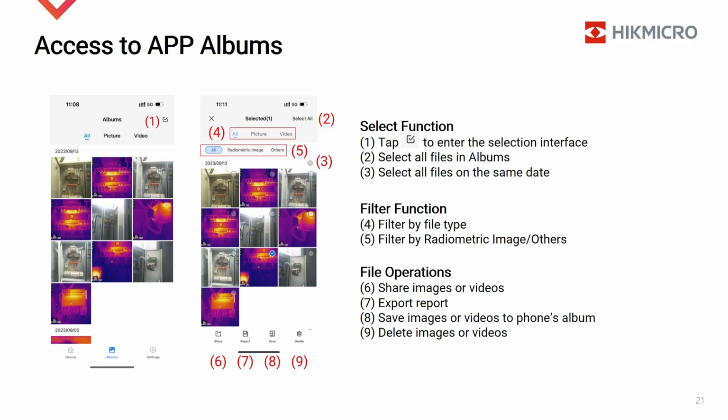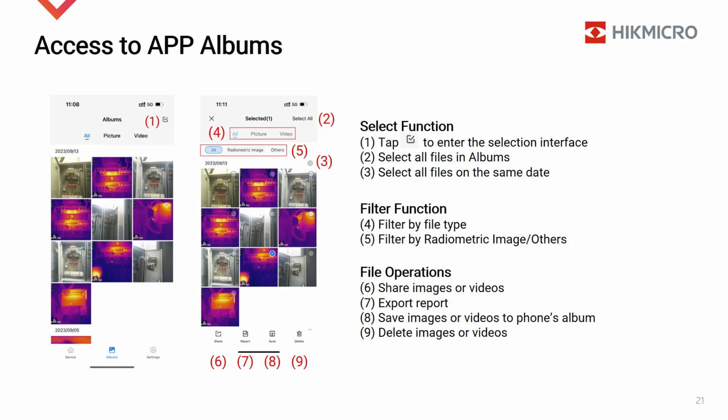All files are grouped by date. Check a date to select all files created on this date. Then, the Filter function. In the selection mode, file types and subtypes are shown at the header area. You can select picture only or video only to filter a preferred file type.